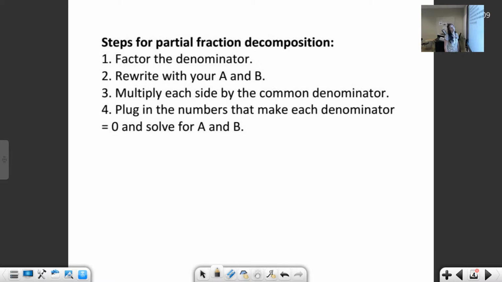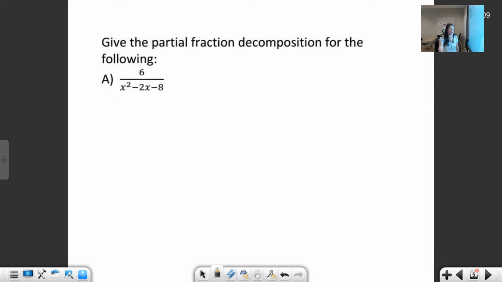Okay, so your steps. First step, factor the denominators. Rewrite with your A's and B's and C's and D's, whatever you need. Multiply each side by the common denominator. Then plug in the numbers that make each factor equal 0, and that's how you can solve for A and B. Those steps might not make sense right now, but let's go through an example. Give the partial fraction decomposition for the following. We're just going to do two quick examples, and we'll do several more next class. Just want you to have an idea.